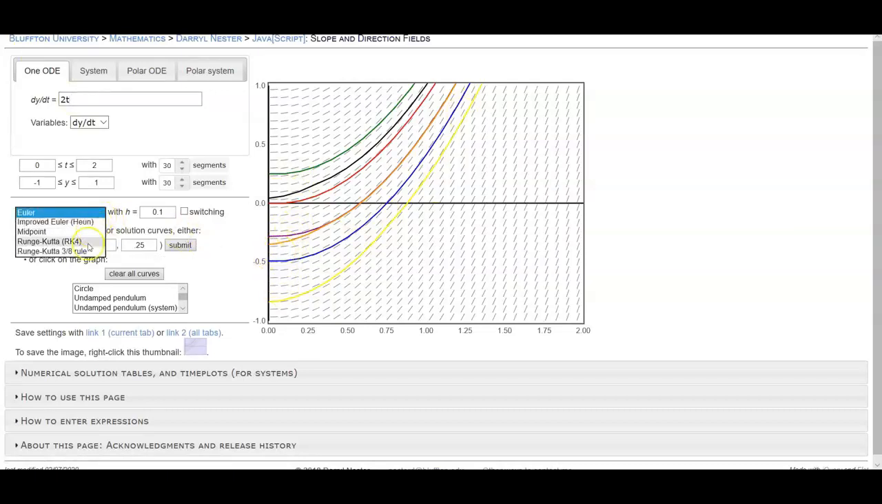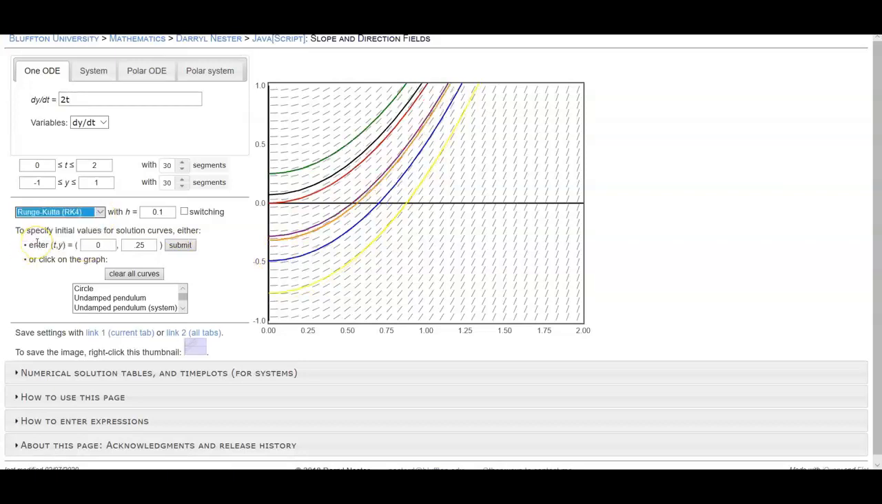If you want to make this more precise, you can change this to Runge-Kutta-4, RK4. It's just a more precise technique, and the curves look much more smooth with that.